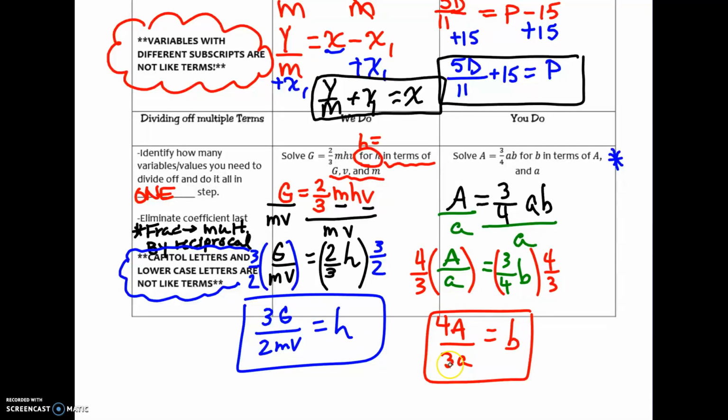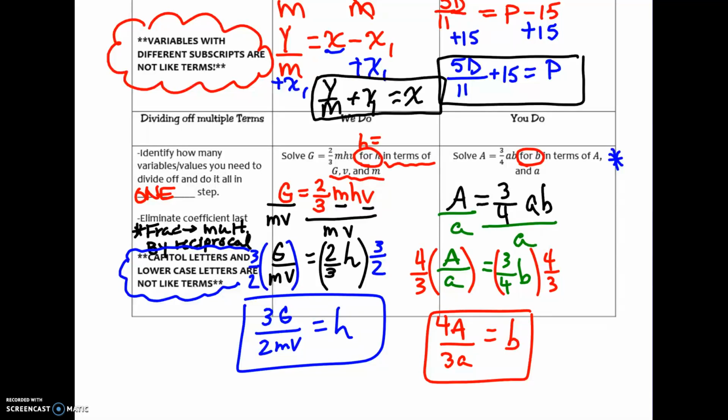Hopefully you got 4a over 3a, and remember those a's are not like terms, so it is okay to just leave them there. First thing I did was divide off this a because I wanted to solve for b, so I needed to move the other variables away. Then I multiplied by the reciprocal of 3/4 on both sides, which is 4/3. And then I just combined that fraction using multiplication. 4 times a is 4a. 3 times a is 3a, and I ended up with b equals, since we're solving for b, I know I'm done, b equals 4a over 3a.